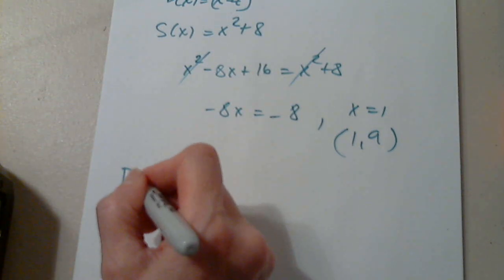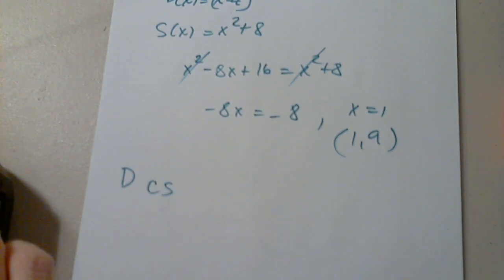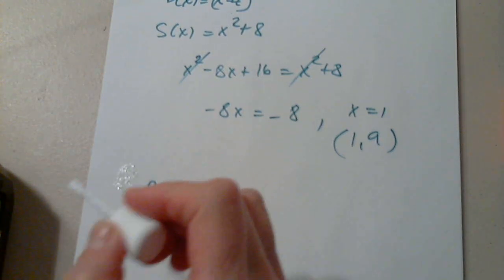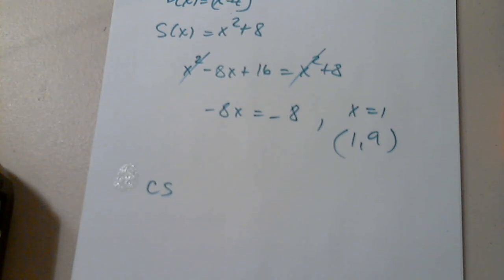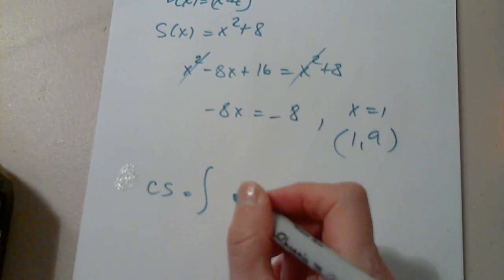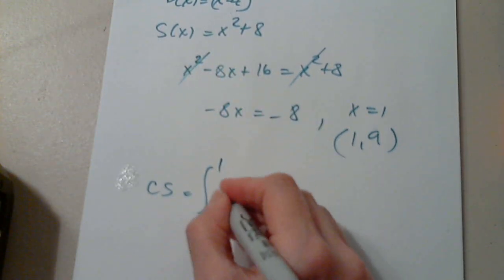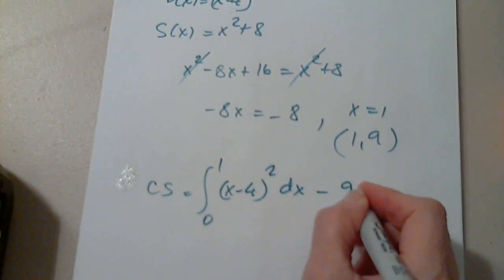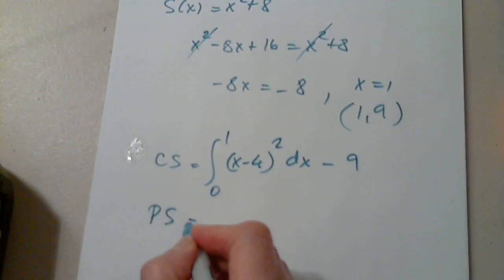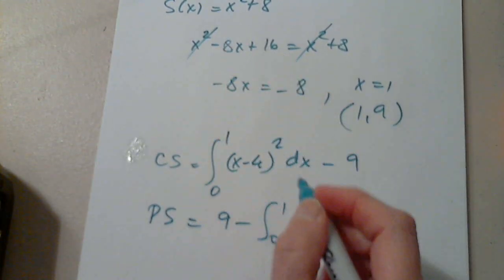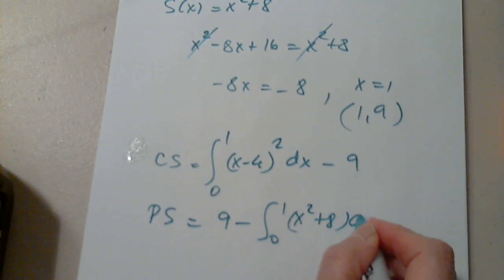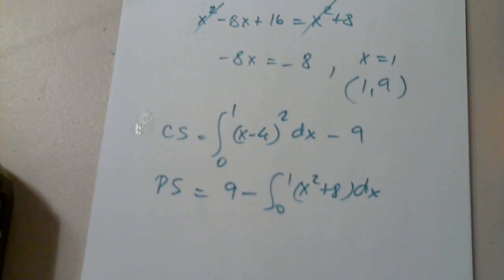So the consumer surplus, I didn't mean to put the D here. So the consumer surplus will be the integral from 0 to 1 of the demand function dx, minus 9, and the producer surplus will be 9 minus the integral from 0 to 1 of x squared plus 8 dx. Perfect, thank you.